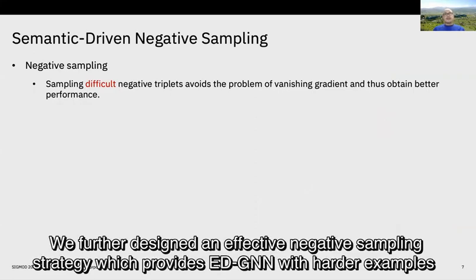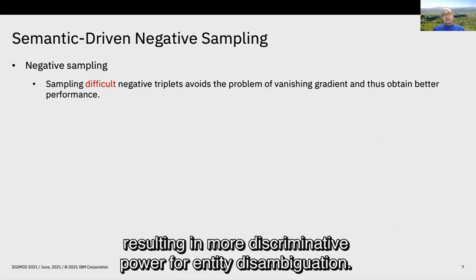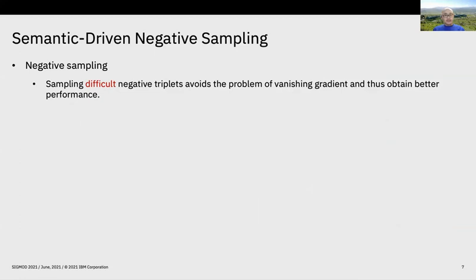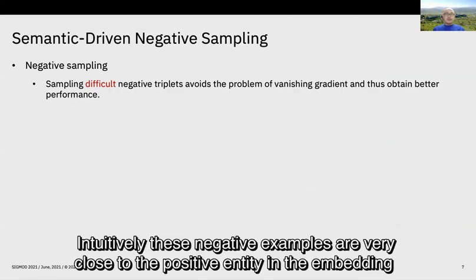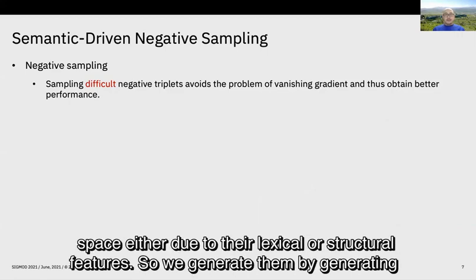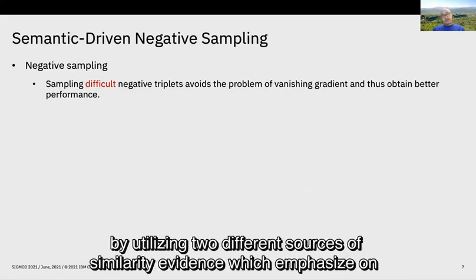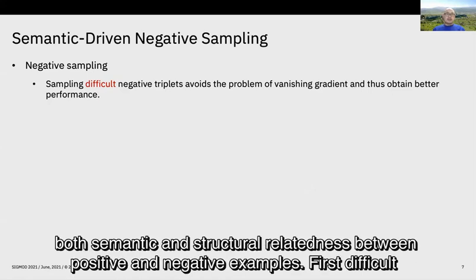We further designed an effective negative sampling strategy, which provides EDGN with harder examples, resulting in more discriminative power for entity disambiguation. Intuitively, these negative examples are very close to the positive entity in the embedding space, either due to their lexical or structural features. So we generate them by utilizing two different sources of similarity evidence, which emphasize both semantic and structural relatedness between positive and negative examples.